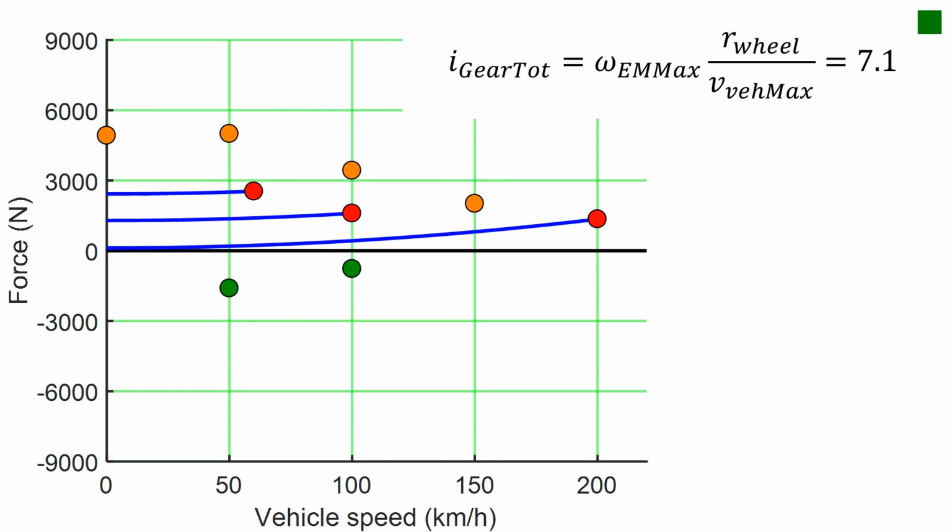In this first step, we select the electric machine to run at its maximum speed, 1309 radians per second, at the maximum vehicle speed of 200 km per hour. This results in a gear ratio of 7.1. This gear ratio means that the operating region of the powertrain will be limited to maximum 200 km per hour.